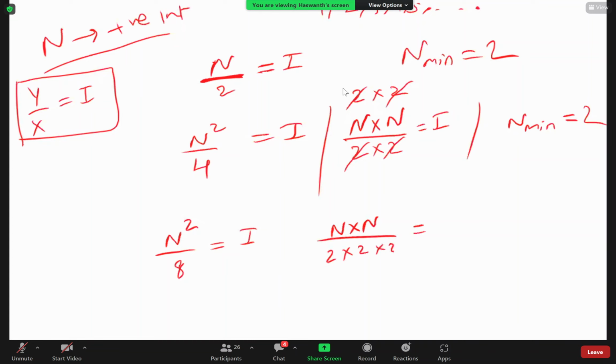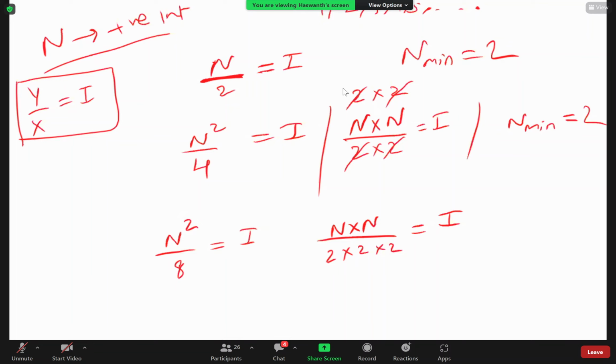But when we come across bigger numbers, we cannot keep substituting the options and see whether they are satisfying the condition or not. It would be calculationally lengthy. First, expand numerator, n square means n into n. Expand denominator, 8 means 2 into 2 into 2.